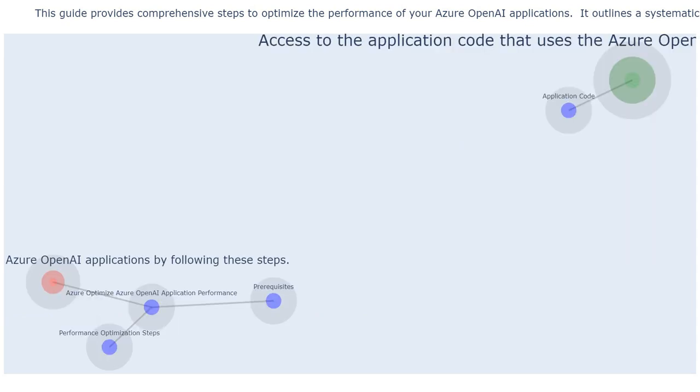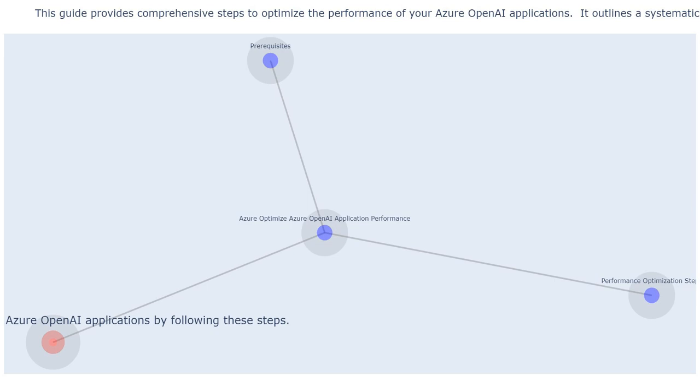Application code. Access to your application code is crucial, as it contains the logic that interacts with the Azure OpenAI service. You can manage your code in a code repository like GitHub or Azure DevOps, ensuring version control and collaborative development.